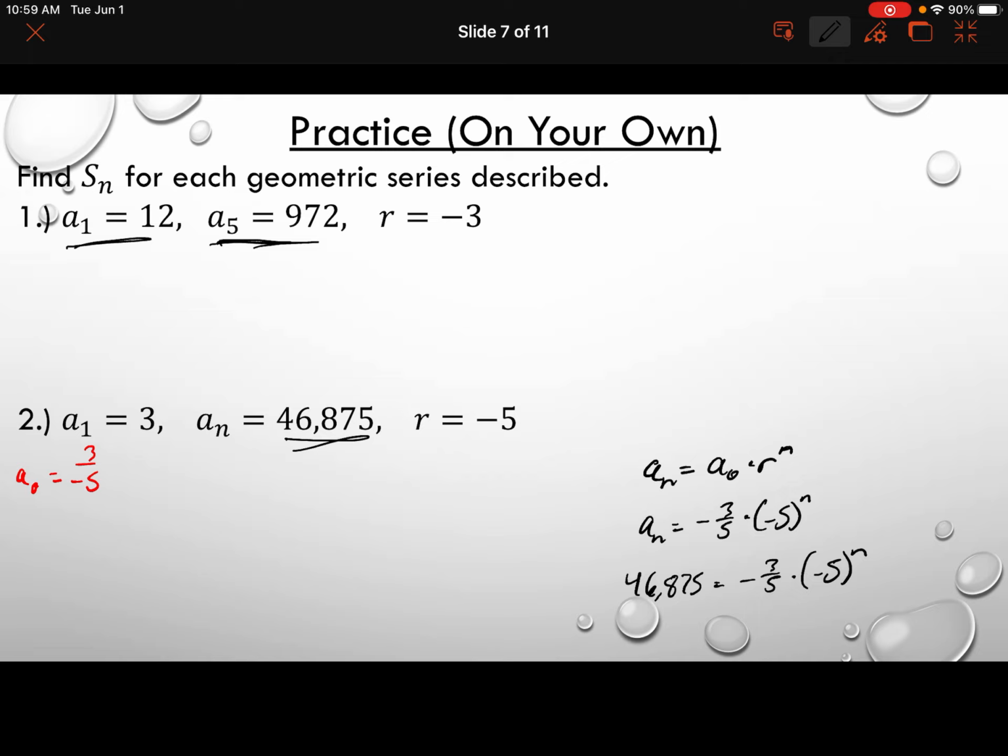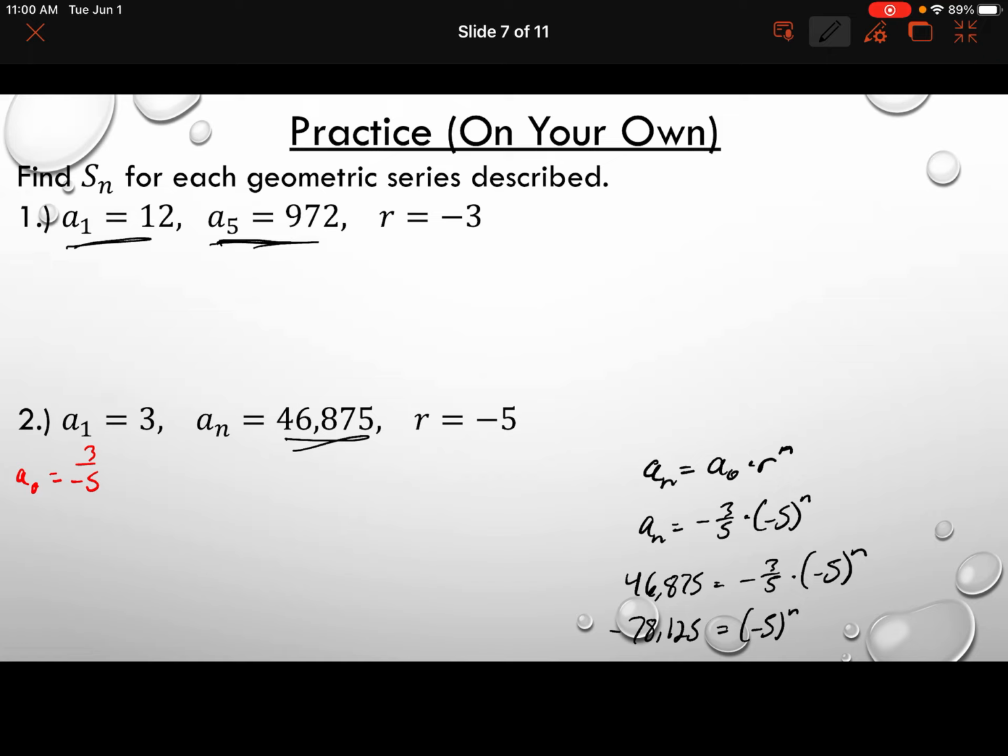So 46,875 divided by -3/5. Okay, I got -78,125 is equal to -5 to the n power. Now you're basically going to be doing some guessing and checking here. What number do I plug in for n so that -5 to that power is -78,000? Let's see, if I try -5 to the 7th, does that work? Oh, it does, perfectly. That was a complete guess. So it looks like n is equal to 7.